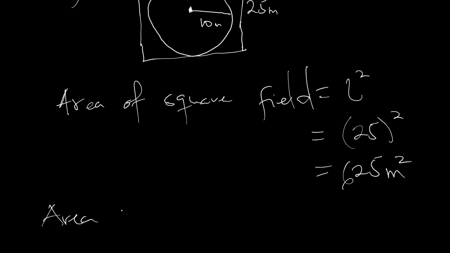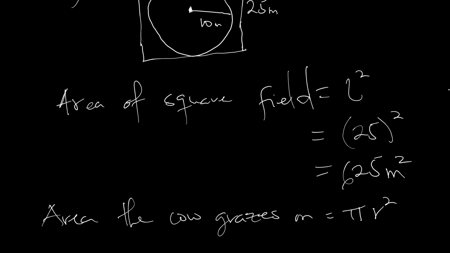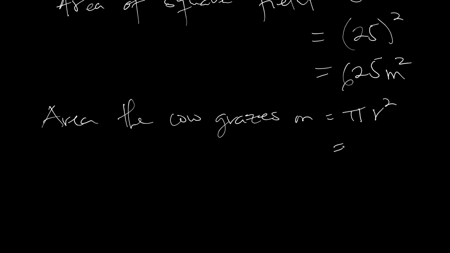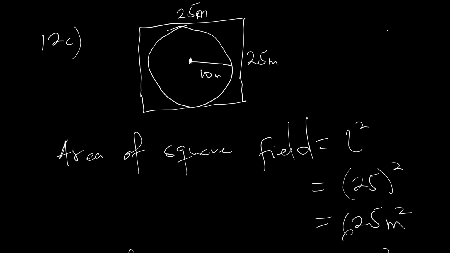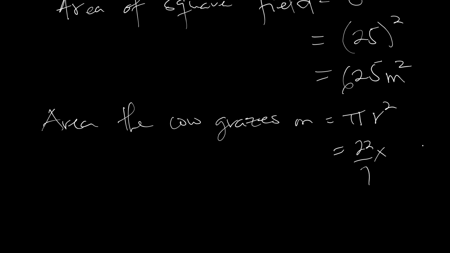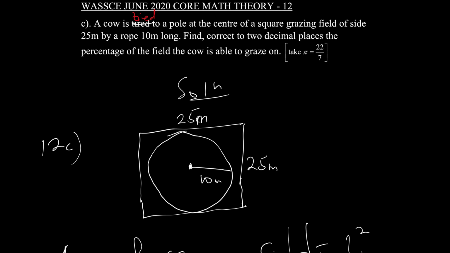So the area the cow grazes on will be equal to pi r squared. So this will be equal to 22/7 times 10 squared, since the length of the rope is 10 meters, and that's the radius of the circle. And this is equal to 314.29 meters squared.